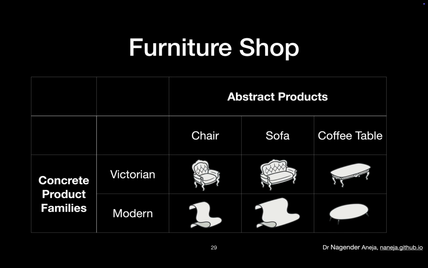And we know that if somebody wants a particular Victorian furniture, then it's going to have all of these related pieces. But it's unlikely that you will have a Victorian chair and then a modern sofa. So this is not going to work. In most cases, people are going to buy one particular family of related products. So that's the furniture shop.